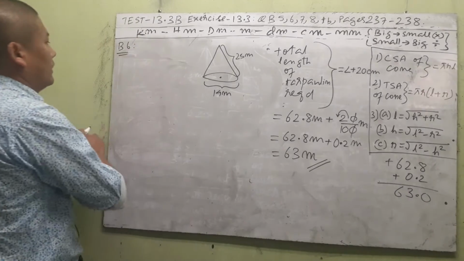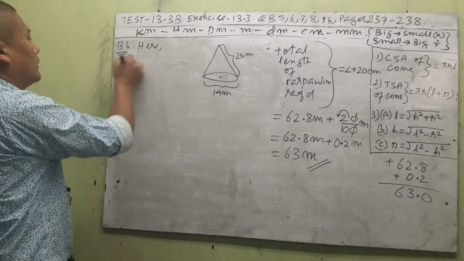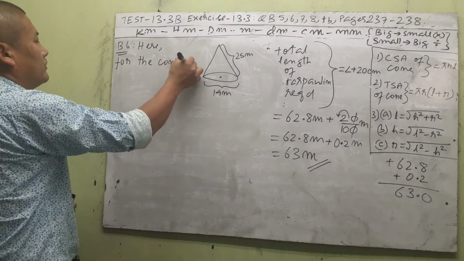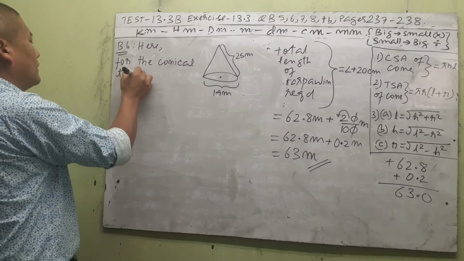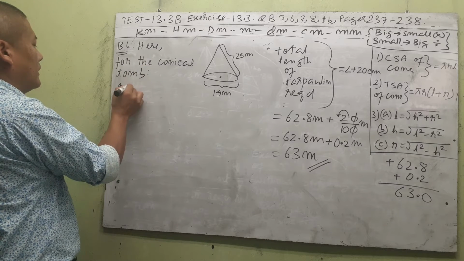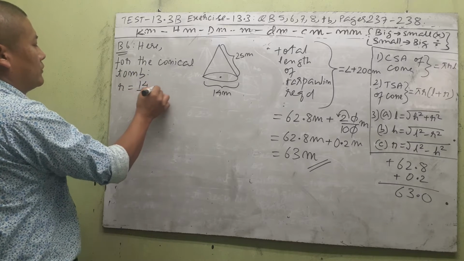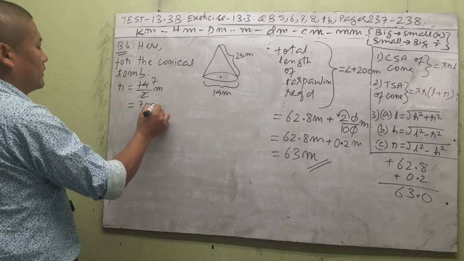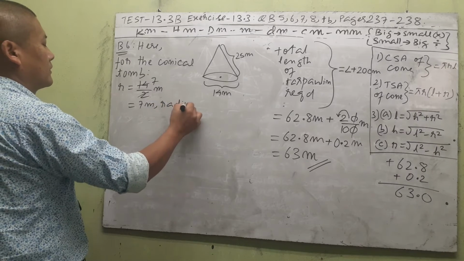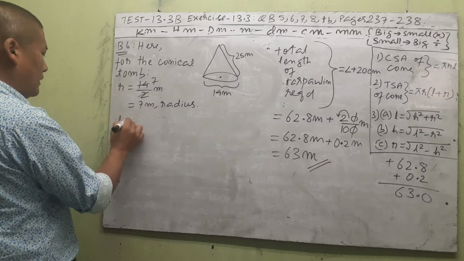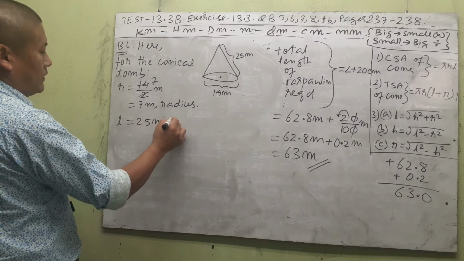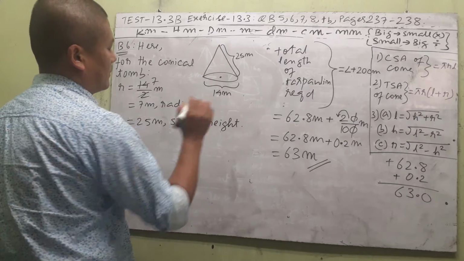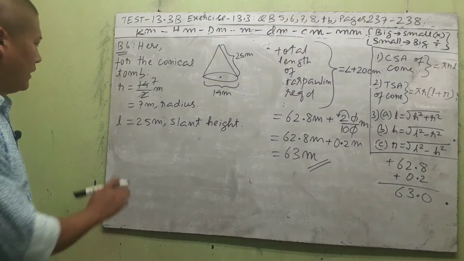So here, for the conical tomb, R radius will be diameter divided by 2 meter. So 2, 7, so this will be 7 meter is the radius. Then L here, 25 meter is the slant height.